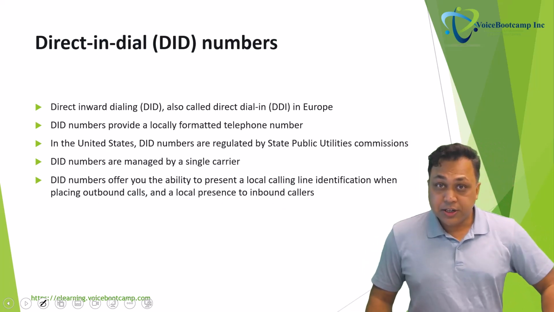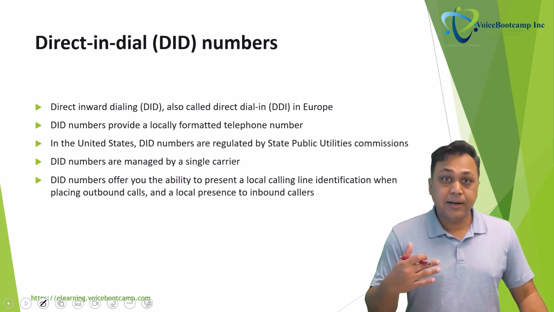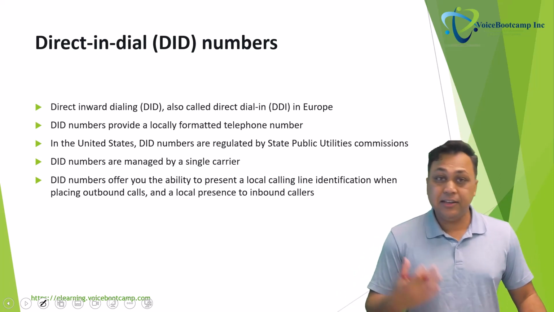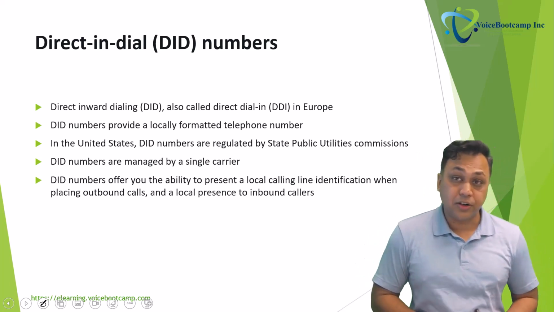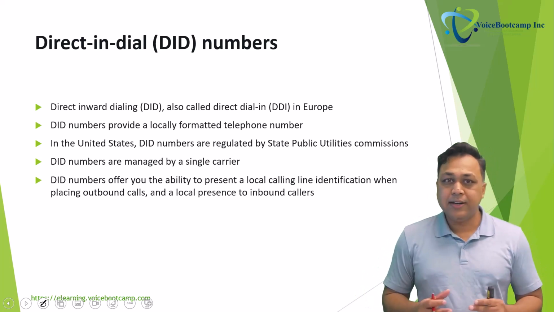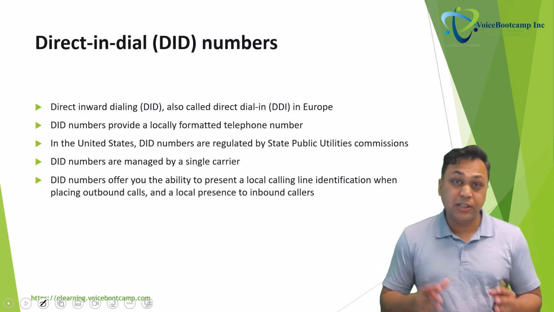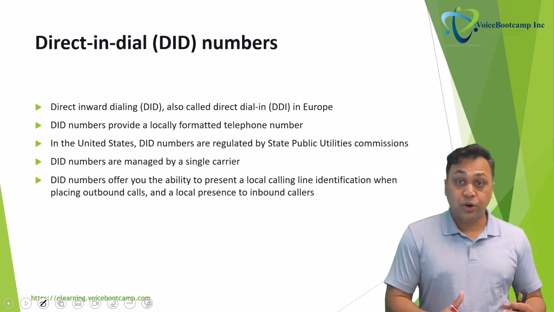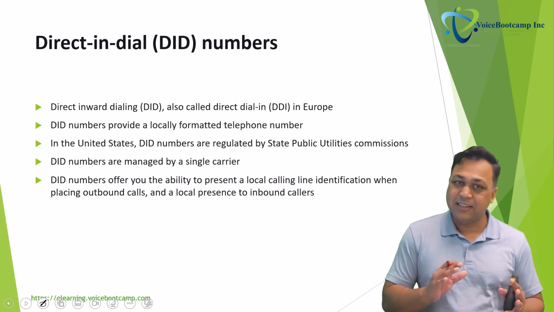Now, direct inward dial numbers are usually considered to be local numbers, often known as DID. Also, they are called direct dial-in or DDI in Europe. It's basically a telecommunication service offered by your telephone companies to the subscriber. The DID numbers provide a locally formatted number, usually in a 10-digit format, of course, if you're in North America. If your Amazon Connect is in Singapore or different countries, then the numbering format might be slightly different.